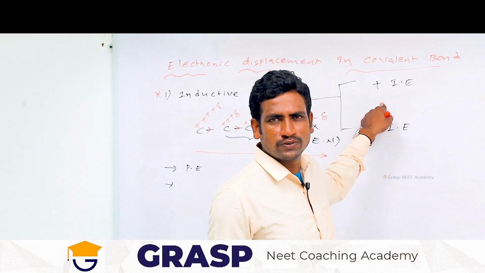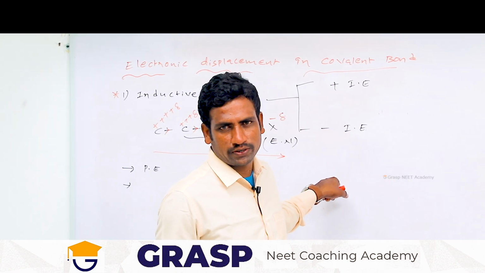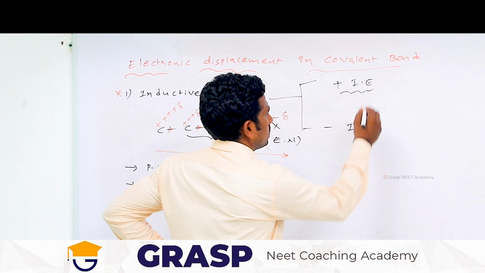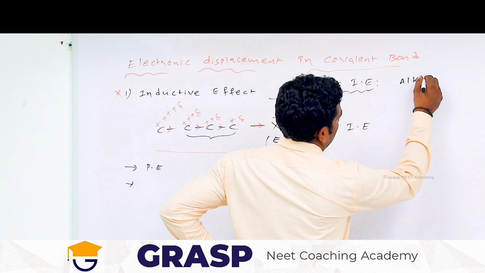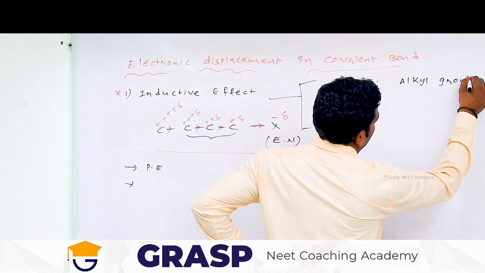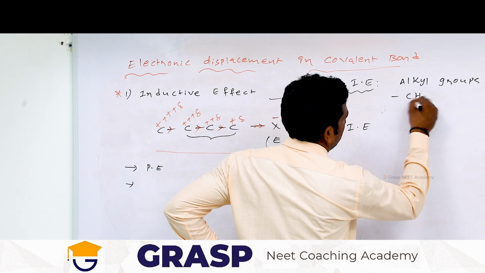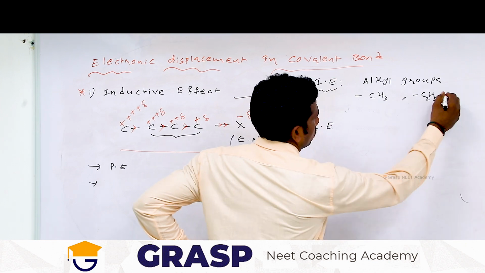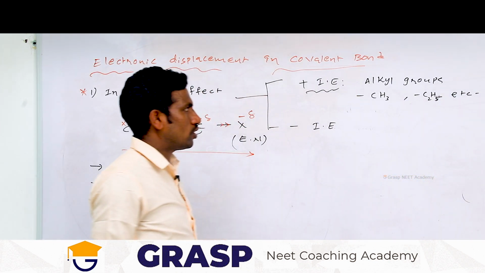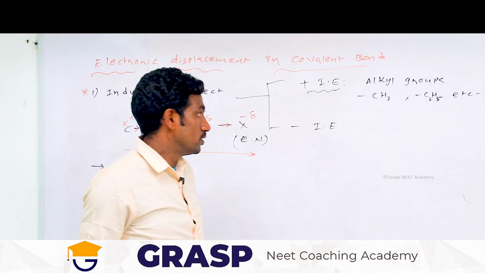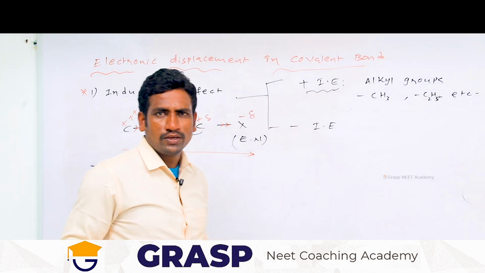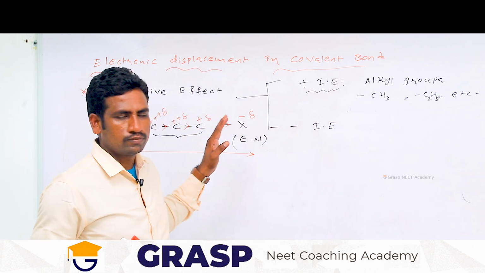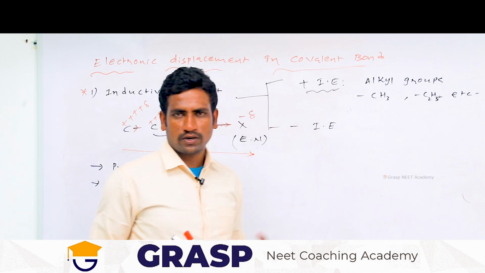Because of which groups are we going to get the minus inductive effect? See here, positive inductive effect is nothing but what? It is because of the alkyl groups. What alkyl groups? You may take the ethyl group, the methyl group, C2H5. So many alkyl groups you can write. Here, why am I calling it plus I? These groups are donating the electron, more than the hydrogen atom.